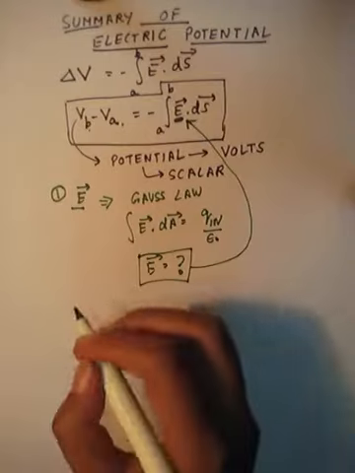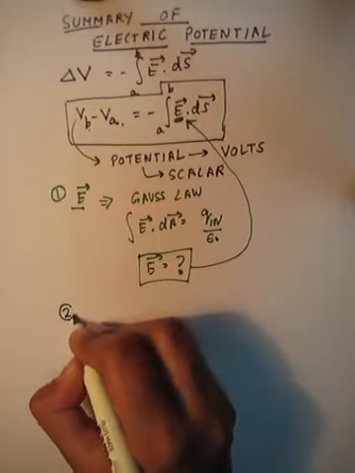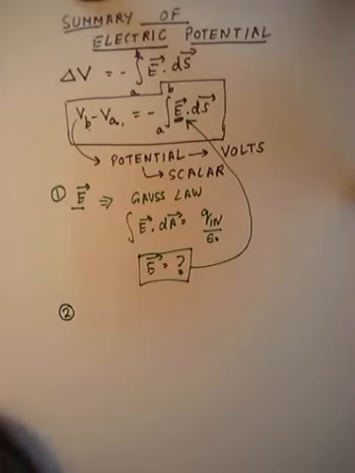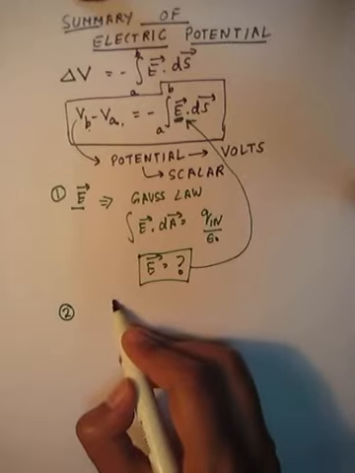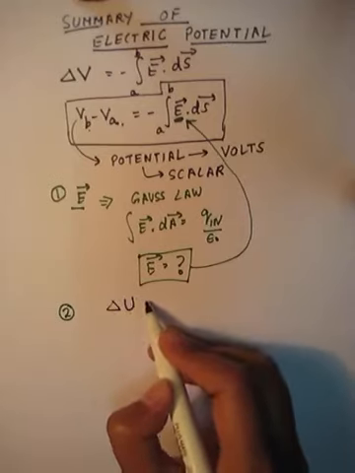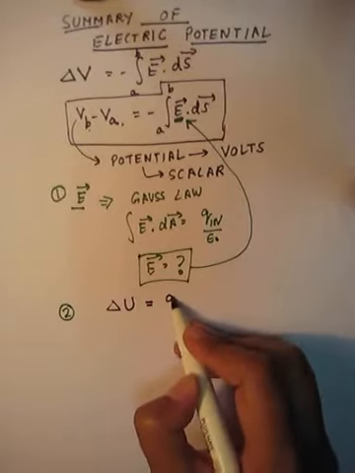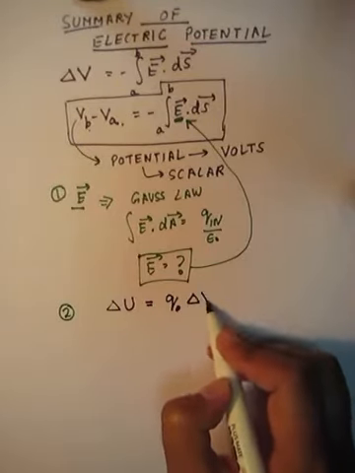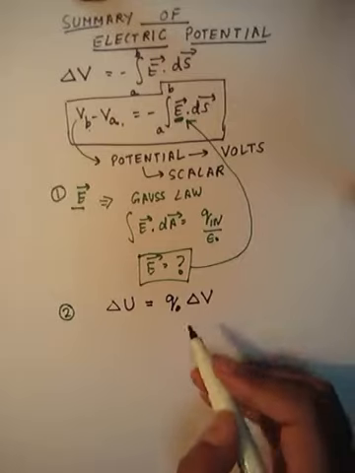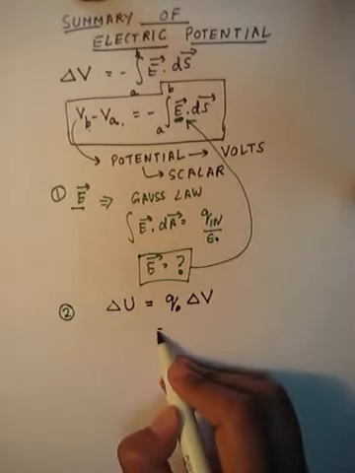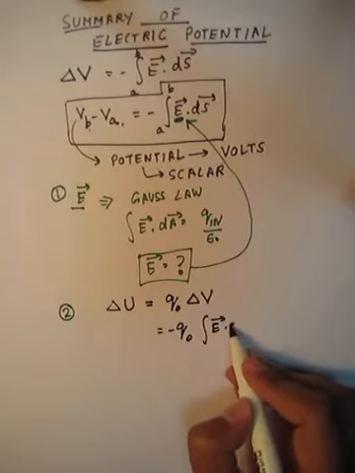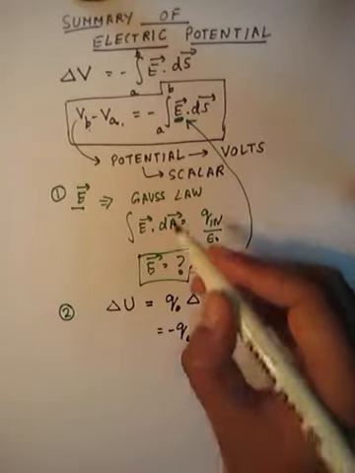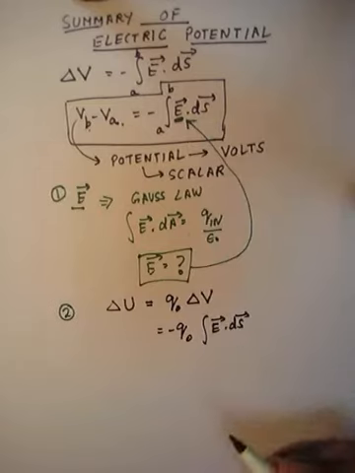Second thing, change in potential is also related to change in potential energy. So change in potential energy is equal to Q naught times change in potential, or you can also say it is minus Q naught integral of E vector dot ds vector, because delta V is this, so we simply replace the value.